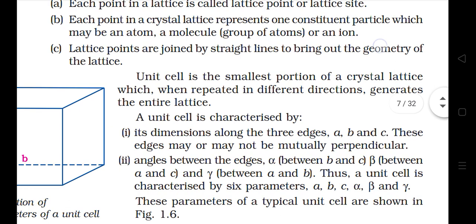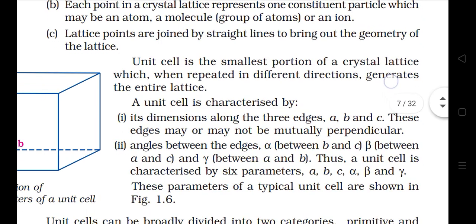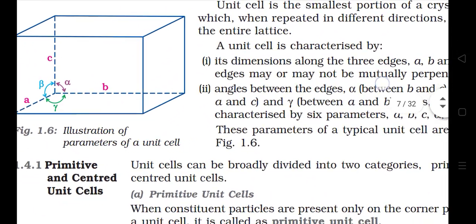A unit cell is the smallest portion of the crystal lattice which, when repeated in different directions, generates the entire lattice. A unit cell is characterized by, first, its dimensions along the three edges a, b and c. These edges may or may not be mutually perpendicular. Second, the angles between the edges, that is alpha, beta and gamma. Thus the unit cell is characterized by six parameters: a, b, c, alpha, beta and gamma. These parameters of a typical unit cell are shown in figure 1.6.